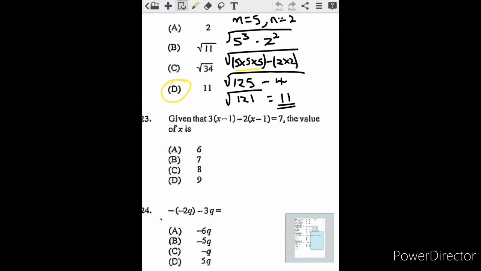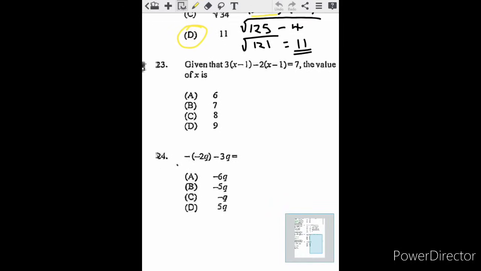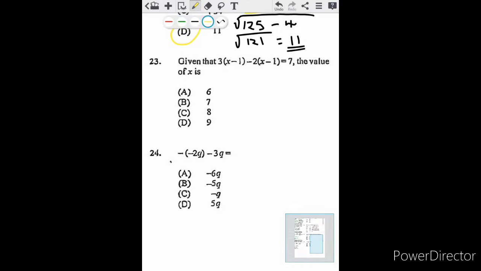Question 23. Given that 3 brackets x minus 1 minus 2 brackets x minus 1 is equal to 7, the value of x is... so we need to find the value of x. What we need to do is multiply out our brackets and then simplify to find our x. What we have to do is multiply 3 by the x, 3 by the -1, -2 by x, and then -2 by -1.